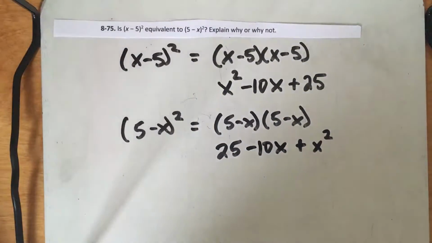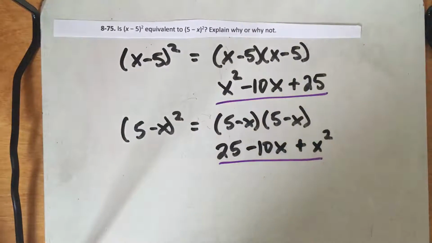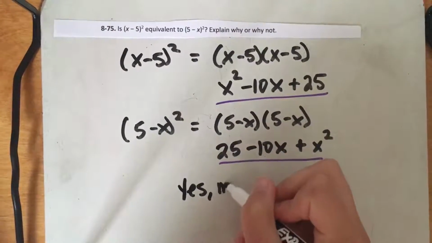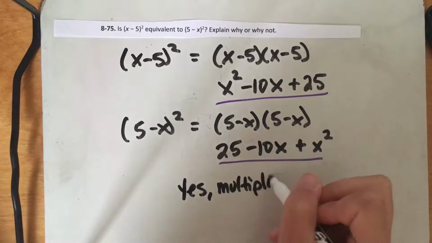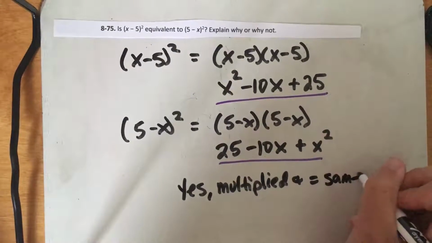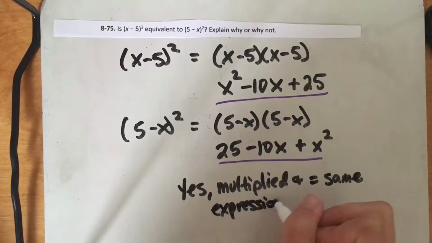So actually these two things we see right here are exactly the same. They're in a different order, but that's fine. The signs are the same with the same variables. So that's good. So yes, they are equivalent because we multiplied them out and they equal the same expression. You could say that.